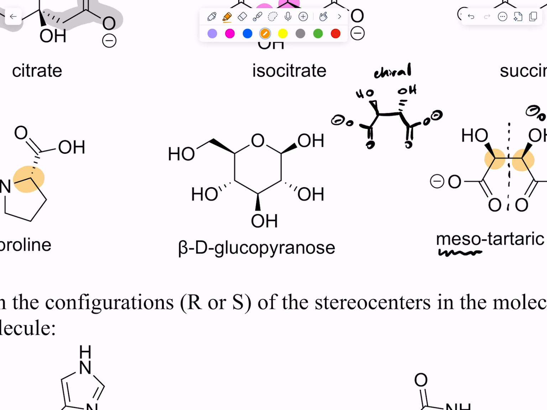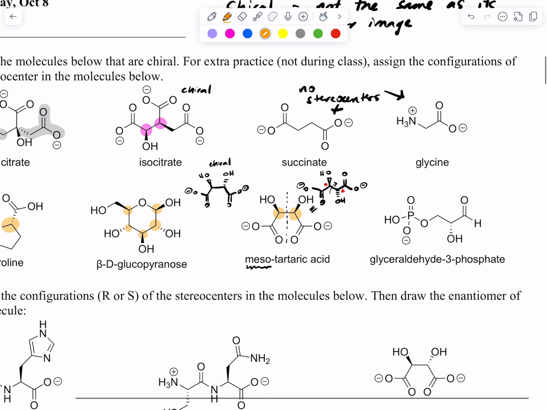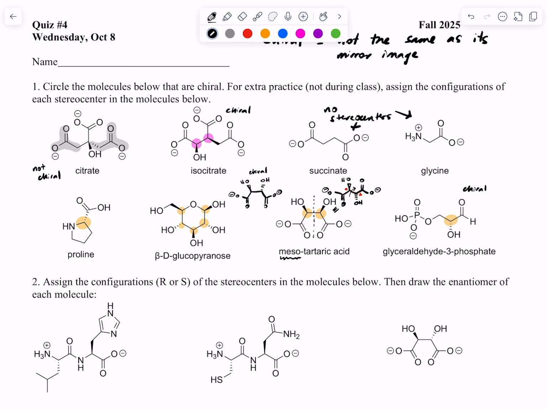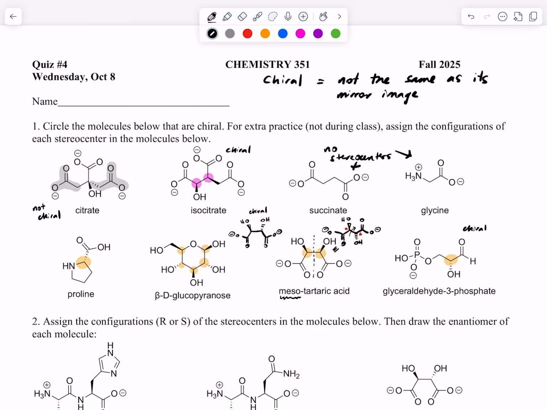Beta-D-glucopyranose, chiral or not? Chiral, and you know that because it's got stereocenters and there's no plane of symmetry. You could go through the process of drawing its mirror image and flipping it over and trying to see if you could line it up, but you wouldn't be able to. Did I see a hand? Okay, and then glyceraldehyde 3-phosphate has to be chiral. Okay, good.